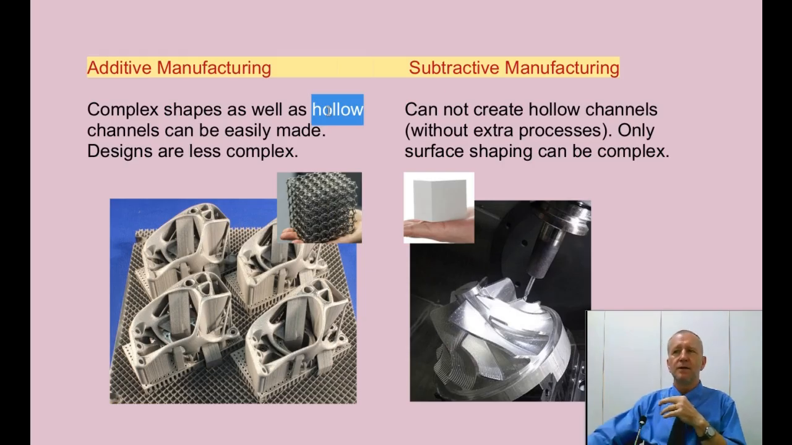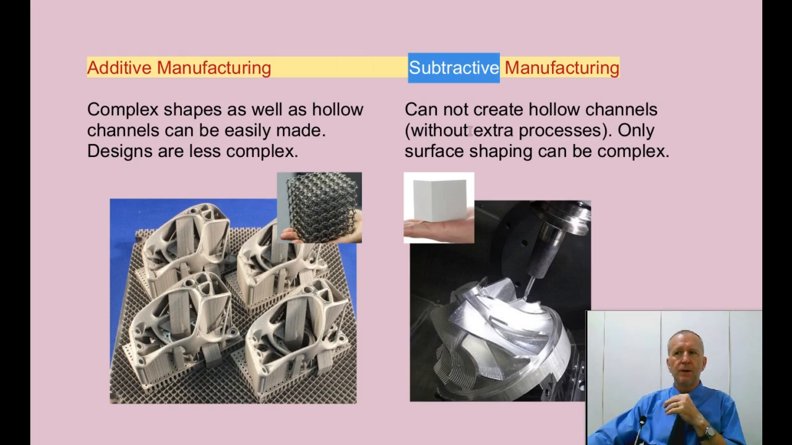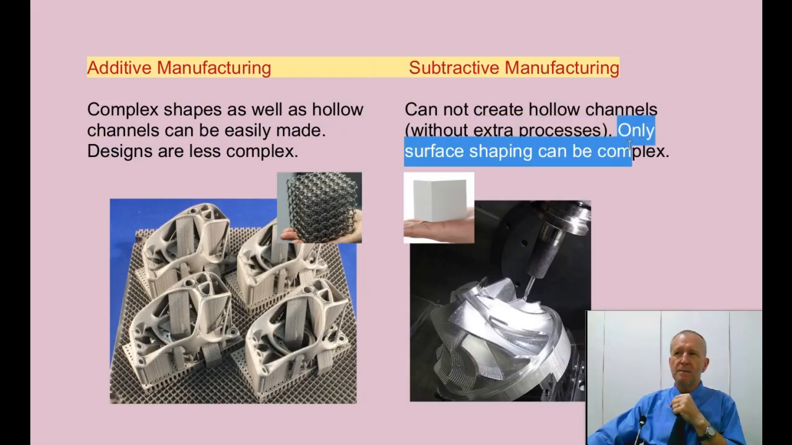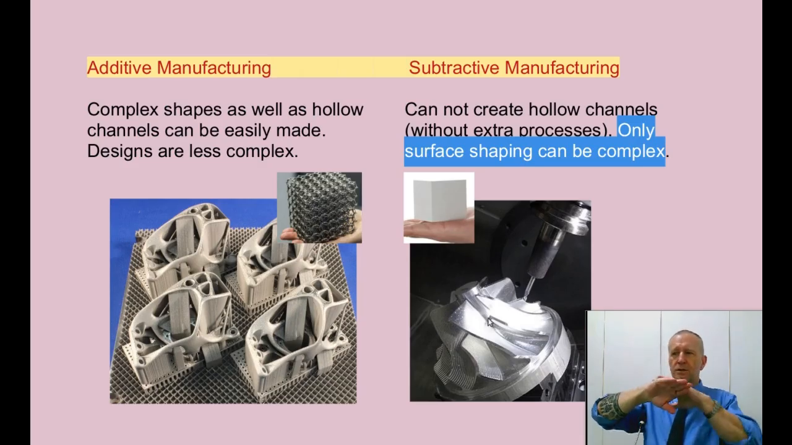If you're going to try to do that in subtractive processing, then you're going to need extra processes to make something like that. Now, it can make some complex, as you can see, surface shaping. That's definitely a complex shape, but it's a surface, not a very complicated design all the way through. Okay.